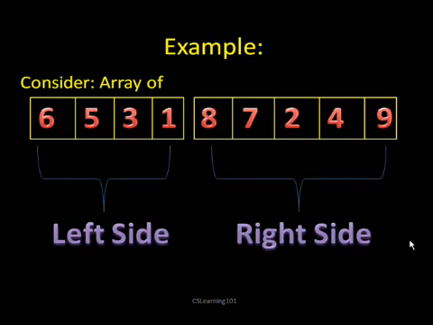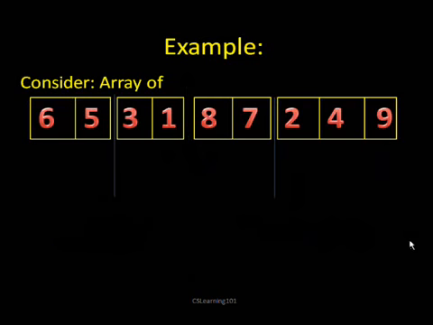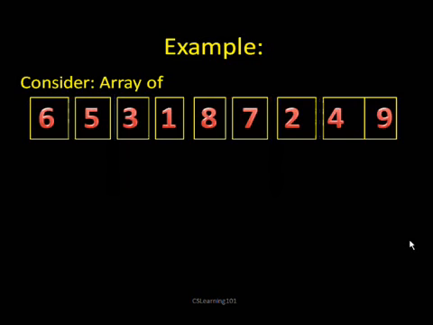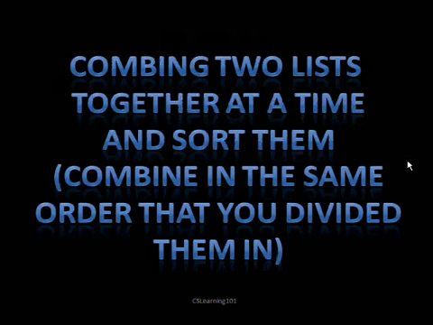So we keep dividing again. Now we have 4 different lists. But they're not individual yet, so we have to keep dividing them. And at the end there, you still have one list with 2 elements, so you have to divide that again. Okay, now everything has been divided. Now you have to combine the 2 lists together at a time and sort them. Remember that you should combine them in the same order that you divided them in to begin with.